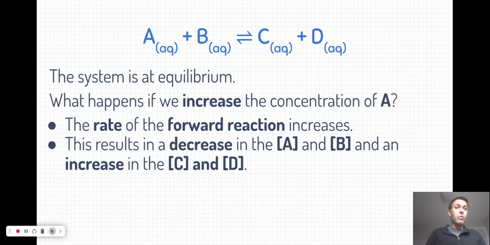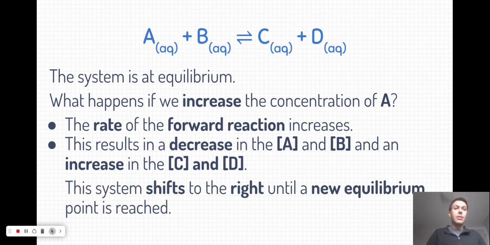Since the rate of the forward reaction increases, this will consume more A and B, which will decrease their concentrations, and produce more C and D, which will increase their concentrations. The term that we use to describe this is saying that the equilibrium is shifting to the right. It will shift to the right until a new equilibrium point is reached.